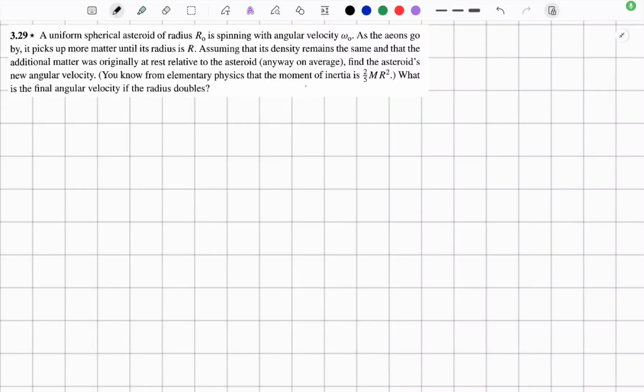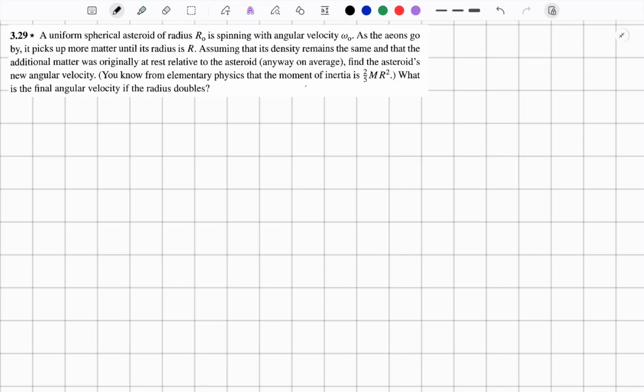Problem 3.29 of Taylor's Classical Mechanics from chapter 3. This is a problem on angular momentum. The situation we have here is a uniform spherical asteroid of radius r0 is spinning with an angular velocity omega naught.